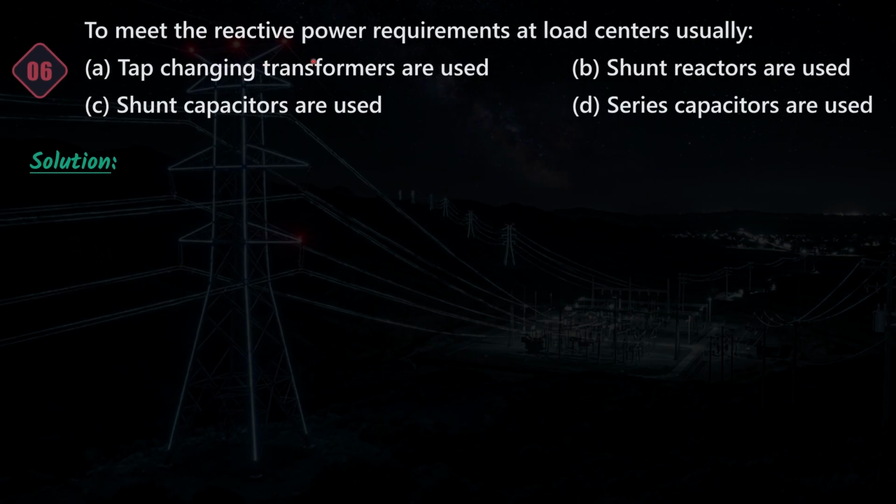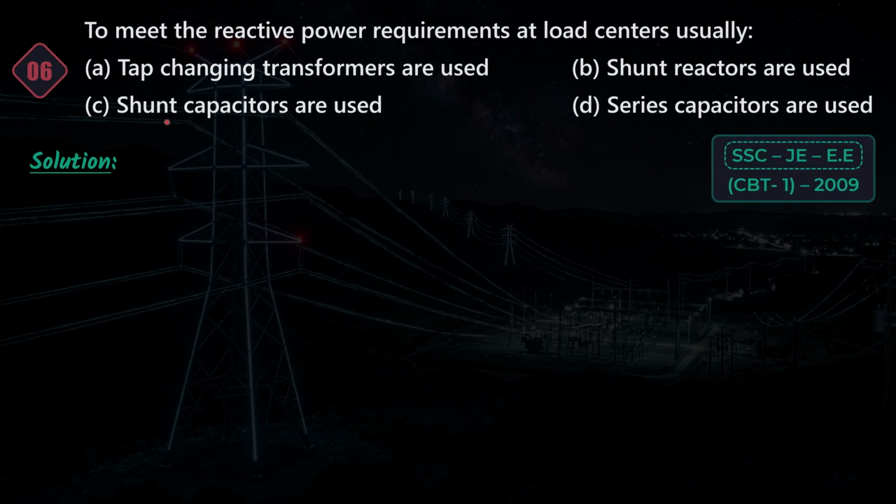To meet the reactive power requirement at load centers, usually option A, tap changing transformers are used, option B, shunt reactors are used, option C, shunt capacitors are used, and option D, series capacitors are used. Now we know that most industrial and residential loads at the load center are inductive in nature, that is, they absorb reactive power. Think of motors, fans, and transformers. The load consumes reactive power, which leads to lagging power factor and voltage drops.